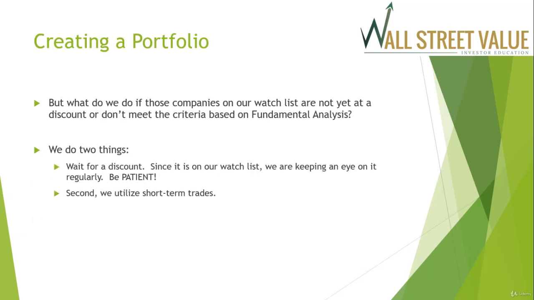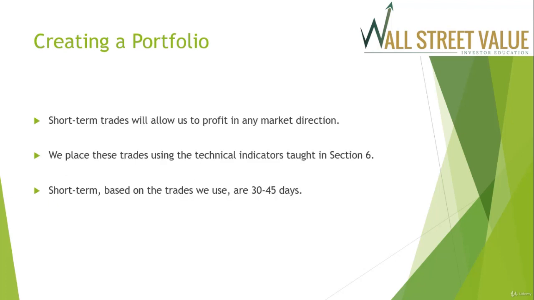But what do you do if those companies on our watch list are not yet at a discount or don't meet the criteria based on the fundamental analysis? There's two things. We wait for a discount. Since it's on our watch list, we're going to be keeping an eye on it regularly, so be patient. And then second, we use short-term trades. Short-term trades will allow us to profit in any market direction.